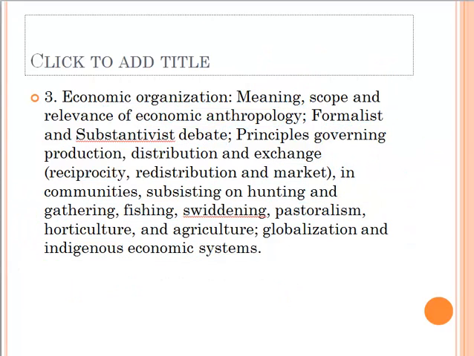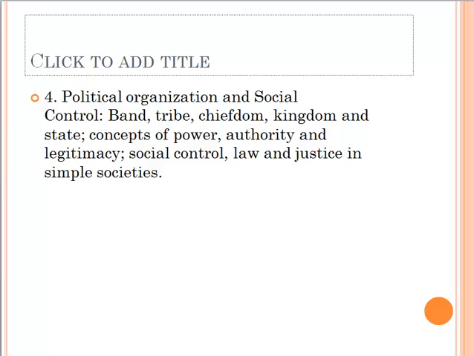Then coming to the next chapter, that is the fourth chapter. This is political organization and social control. In this particular chapter we are going to learn the political system of the primitive societies, like the band, tribe, chiefdom, kingdom, and state. All these terms have their different meanings, as well as they have fixed definitions.